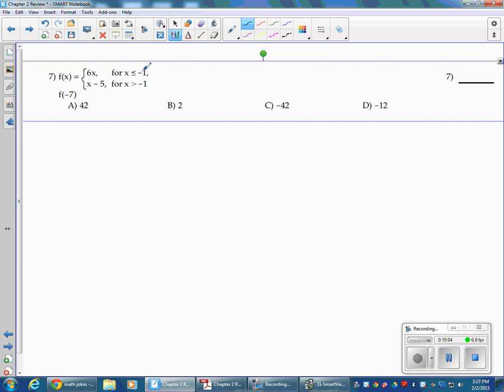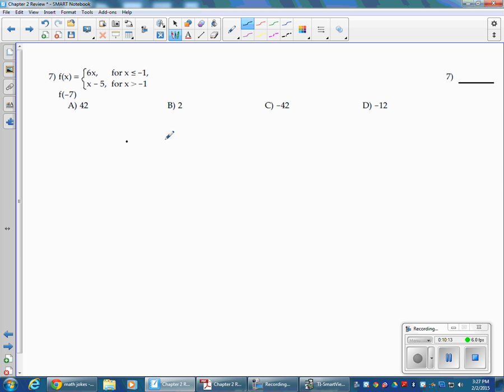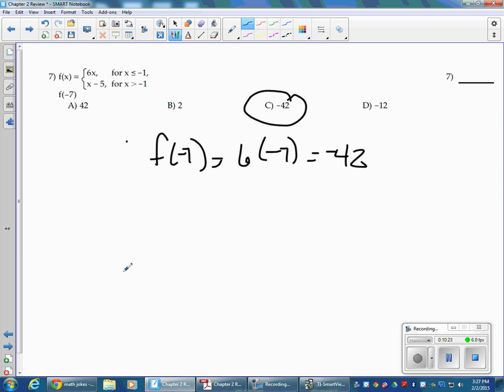If my x value is less than or equal to negative 1, I use the top function. If my x value is greater than negative 1, I use the bottom function. So since I'm plugging in negative 7, f of negative 7, that's less than negative 1. I'm going to plug x into the top, and I would get 6 times negative 7 is negative 42. This would be my answer.